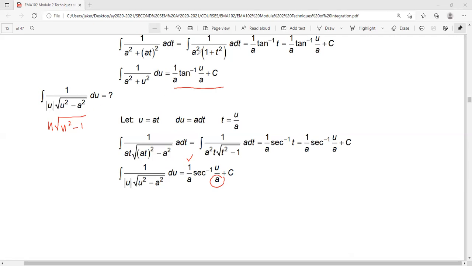Now, do you have any questions about the formulas before we go to the specific examples?